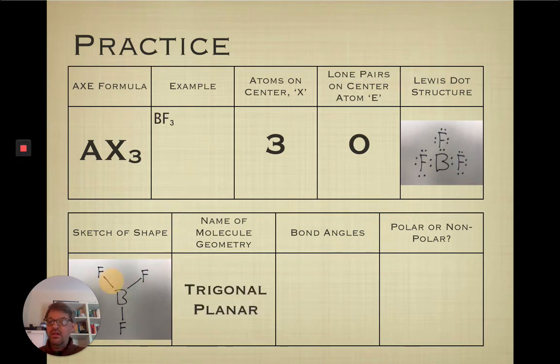Okay. Think of the shape as a flat triangle. Like maybe a kite or a tortilla chip, maybe a Dorito or something.